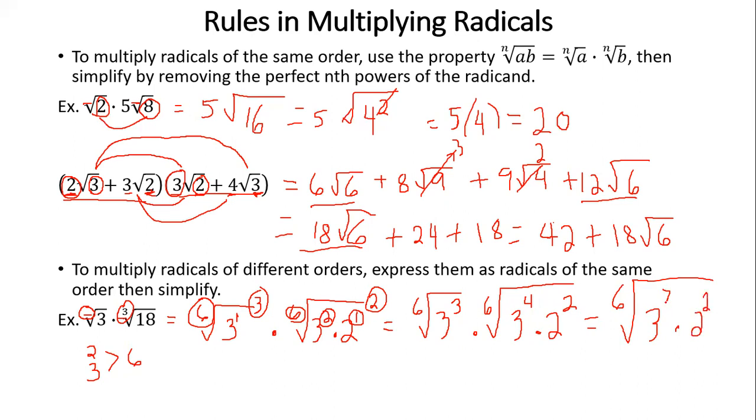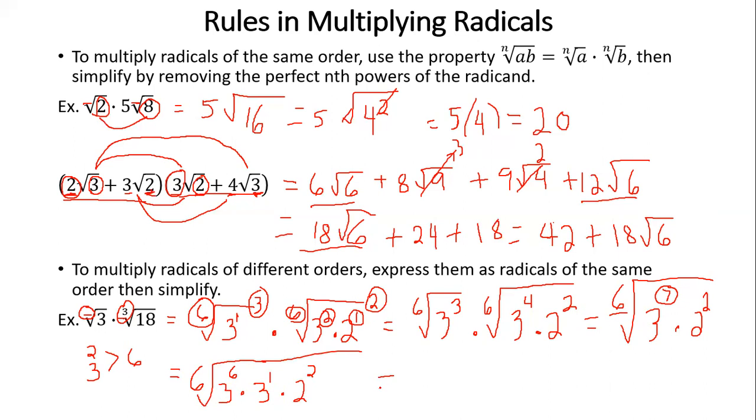Kung mapapansin po ninyo, yung exponent po na nasa loob ay greater po kaysa doon sa index. Okay, so ang gagawin po natin, isi-simplify po natin 'yan. Ilalabas natin yung 6. So that will become the 6th root of 3 raised to 6 times, so 6 pa lang 'yan, kulang pa ng isa. So idadagdag natin yung isa, 3 raised to 1 times 2 squared.